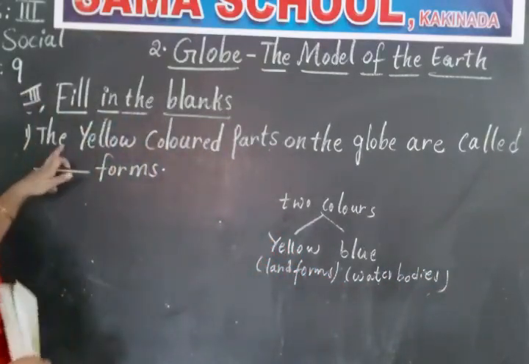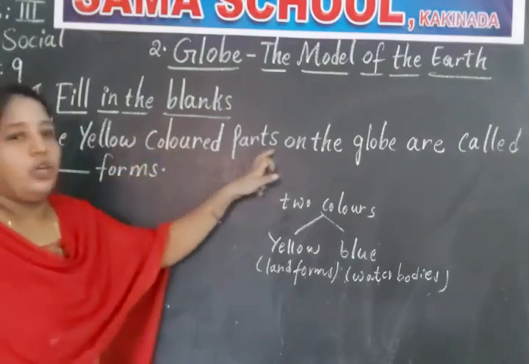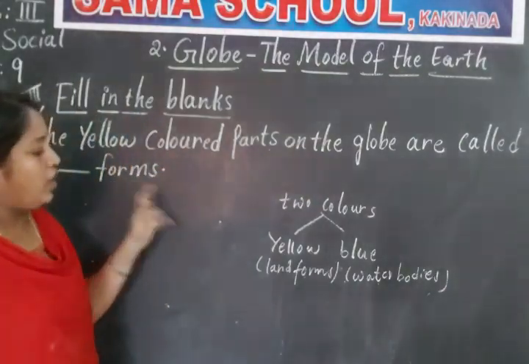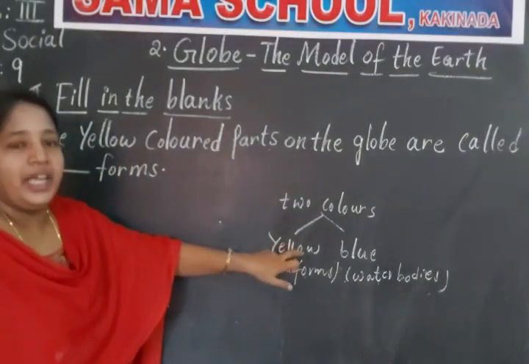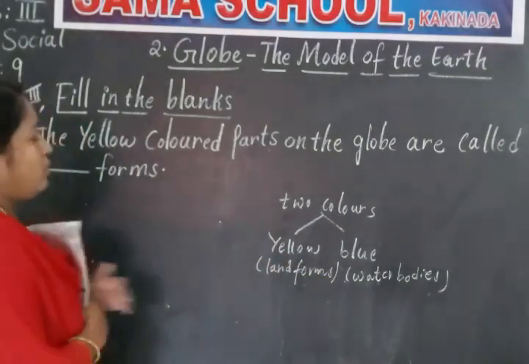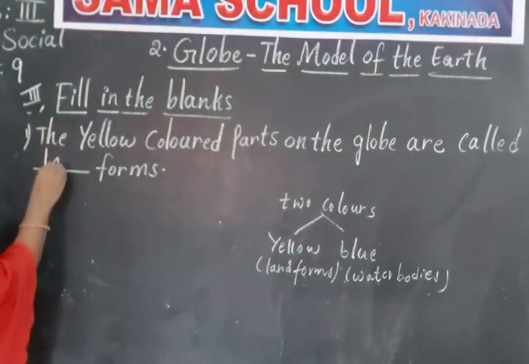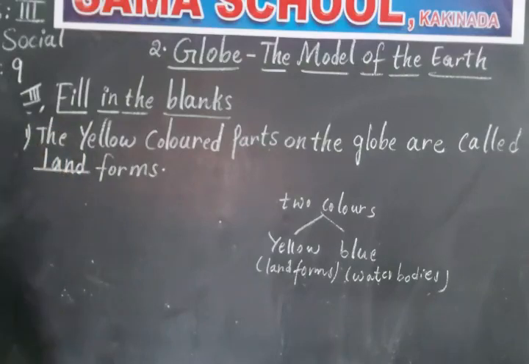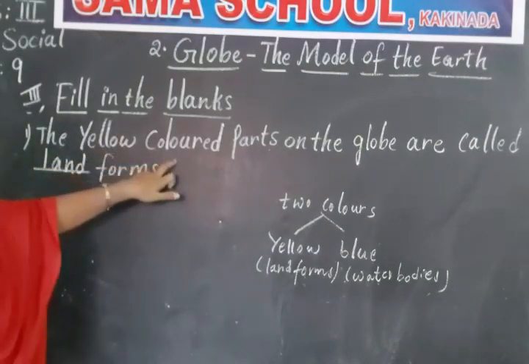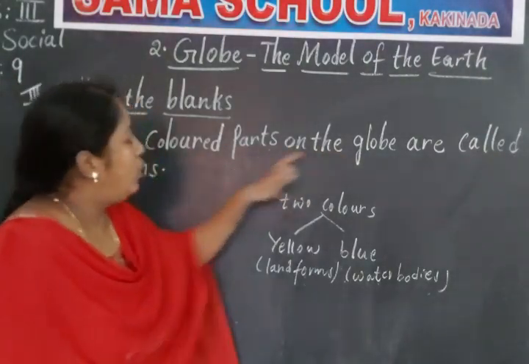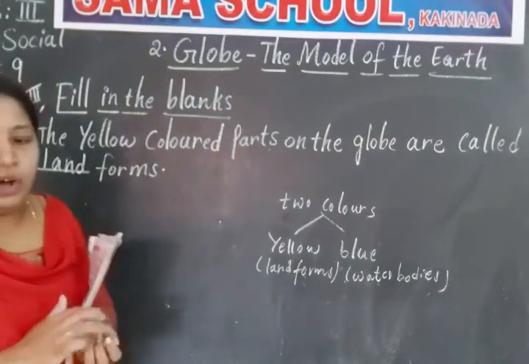See the question. The yellow colored parts on the globe are called dash forms. So the yellow color, what does it indicate? Landforms. What's the answer? Landforms. The yellow colored parts on the globe are called landforms.